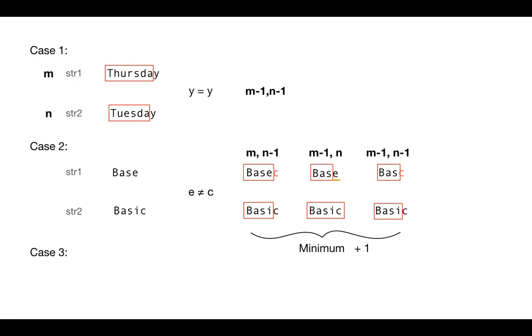We keep on doing this till we end up traversing one of these strings. In that case, the number of operations will be the length of the other string, as the only option will be to insert the remaining characters. So if the length of string 1 becomes 0, then the minimum edit operations will be the length of the other string, which is n. Or if the length of string 2 becomes 0, then the minimum edit operations will be the length of string 1, which is m.